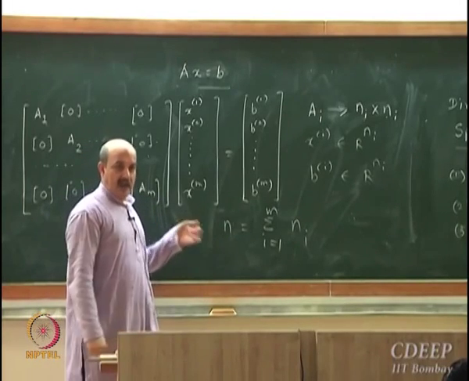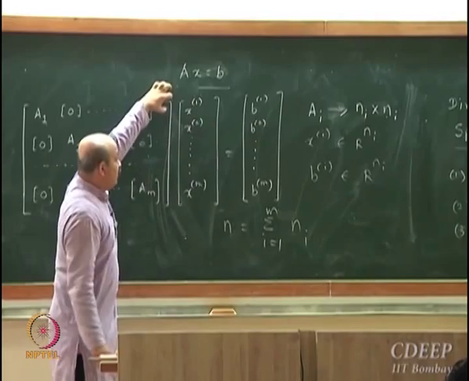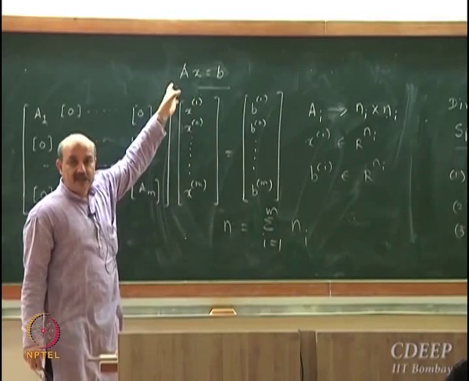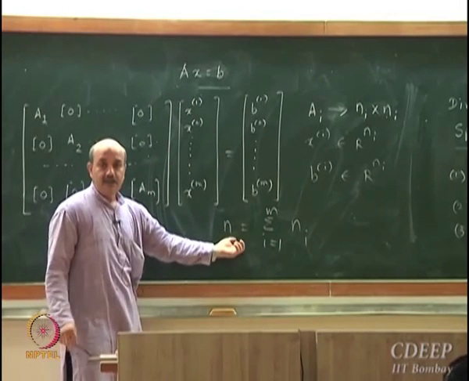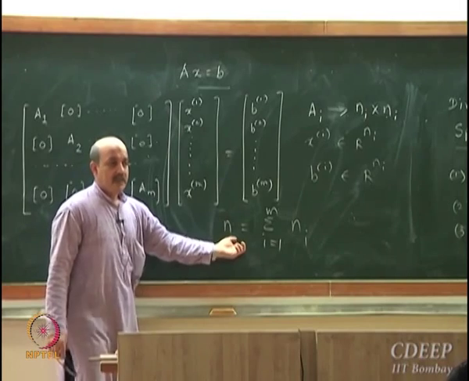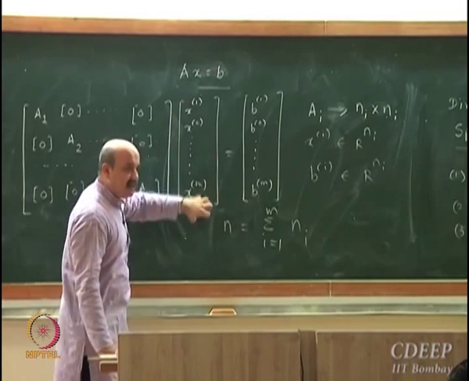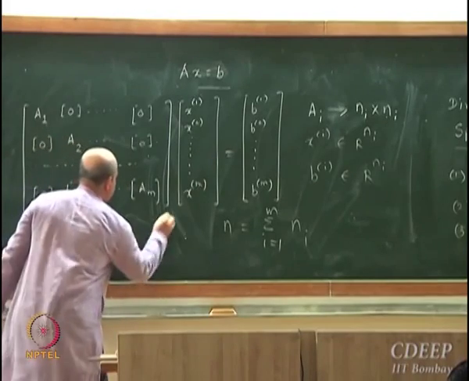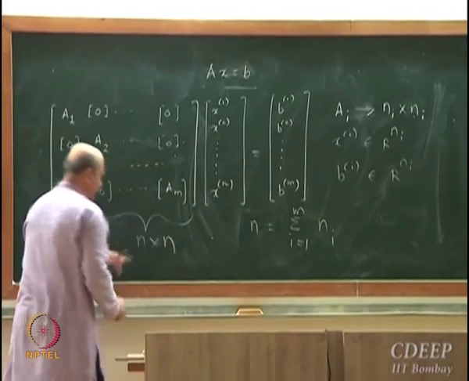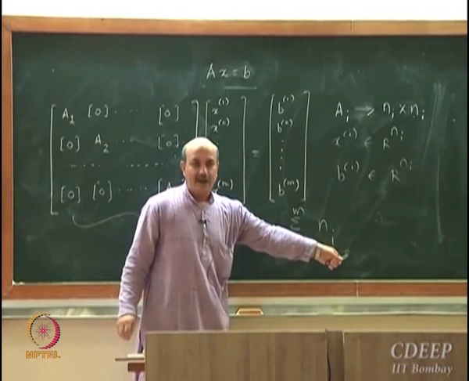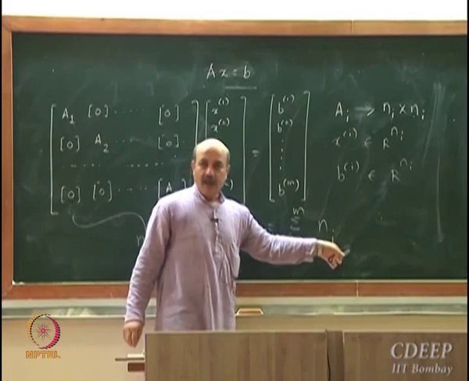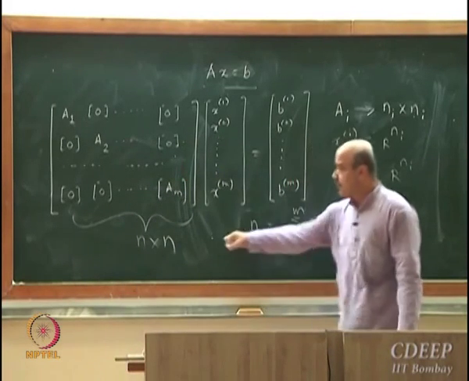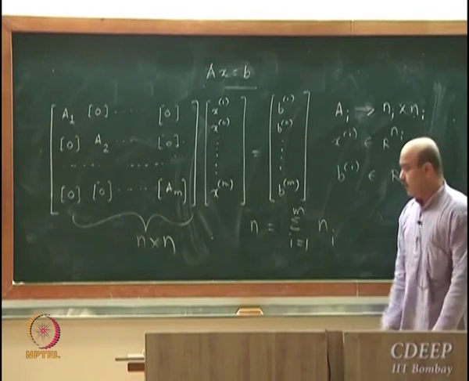What is the dimension of this entire matrix? It is n cross n. What is n? See, these are all subsystems, and I am just adding them. So the entire matrix is n cross n, where n is equal to the summation of all ni. These are m subsystems which I want to solve together.